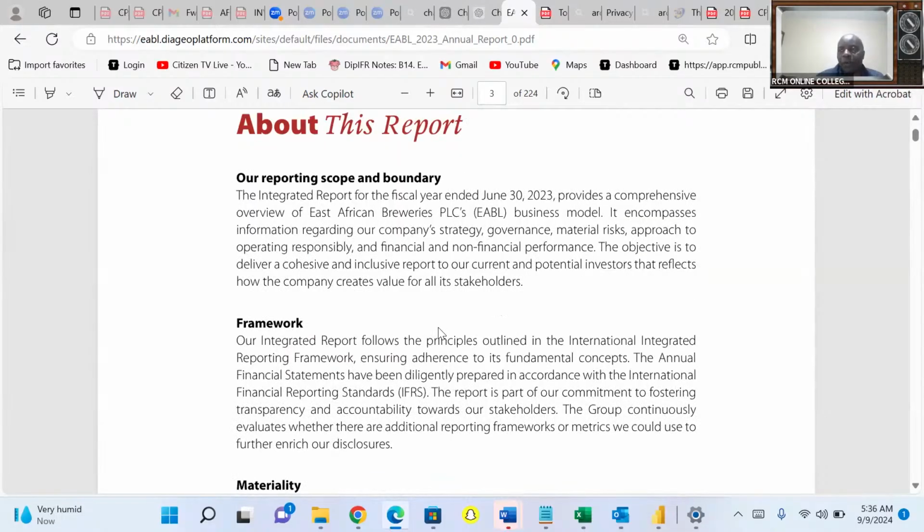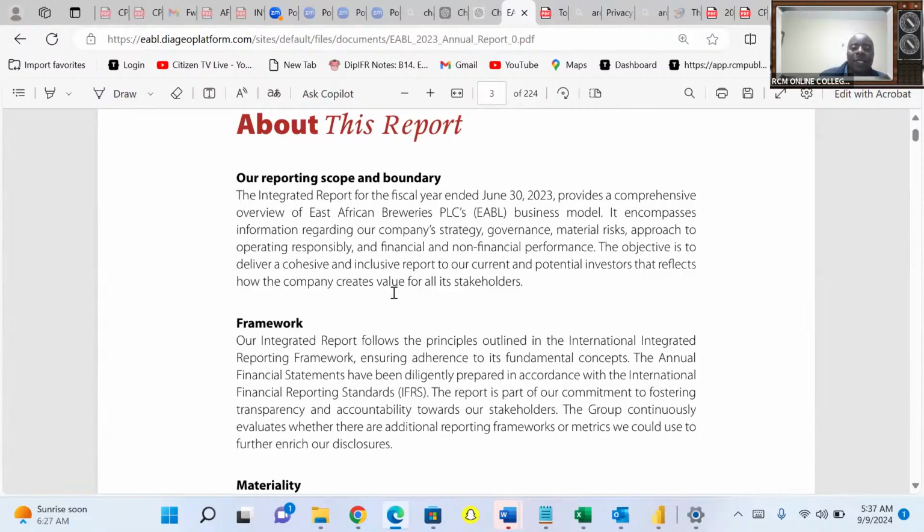So about this report, the report itself, of course, will tell you the framework they're using for financial reporting, and the framework their auditors are using. Our reporting scope and boundary. The integrated report for the fiscal year ended June 30th, 2023, provides a comprehensive overview of EABL's business model. It encompasses information regarding our company strategy, governance, material risks, approach to operating responsibly, and financial and non-financial performance. The objective is to deliver a cohesive and inclusive report to our current and potential investors that reflects how the company creates value for all its stakeholders.